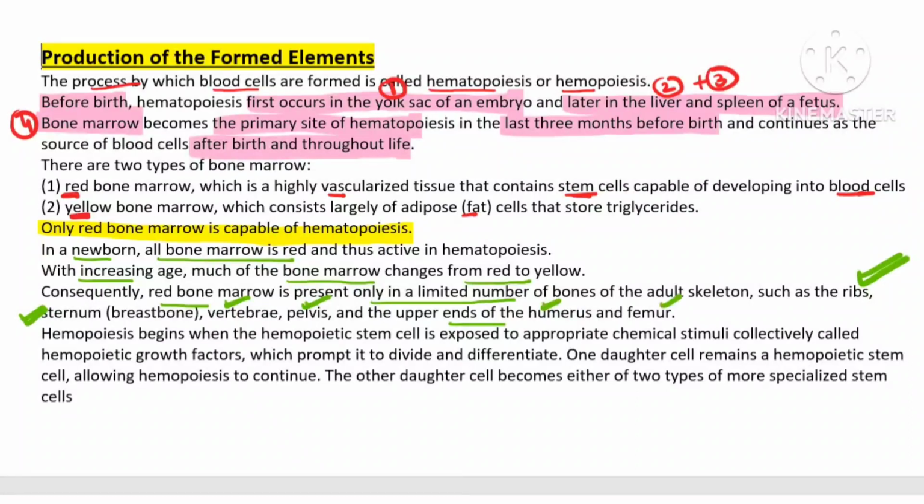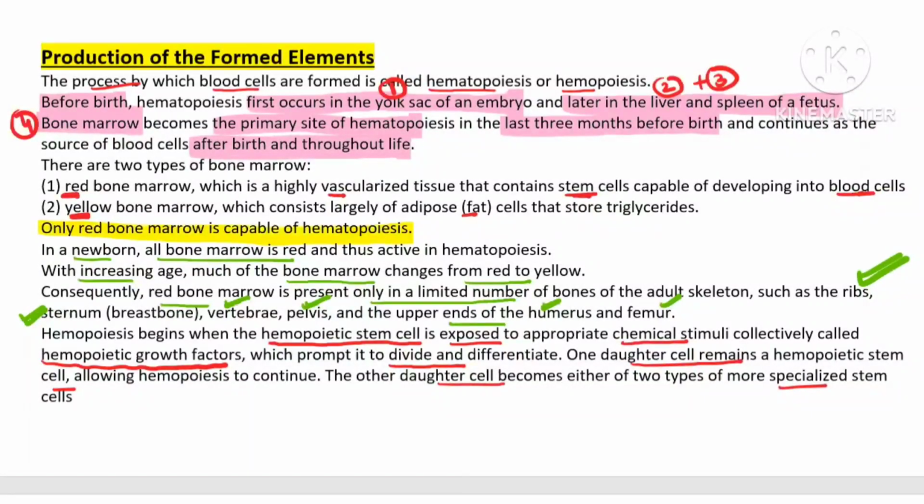Now, the process of formation of the blood cells, known as haemopoiesis, begins when the multipotent stem cell is exposed to different types of chemicals known as hemopoietic growth factors, which make the stem cells divide and differentiate. When they are dividing, what will happen? We have already studied in the video on the stem cell. One cell will retain the power of division, and another cell will become a precursor for maturation. So one daughter cell remains a stem cell and the other goes for specialization.